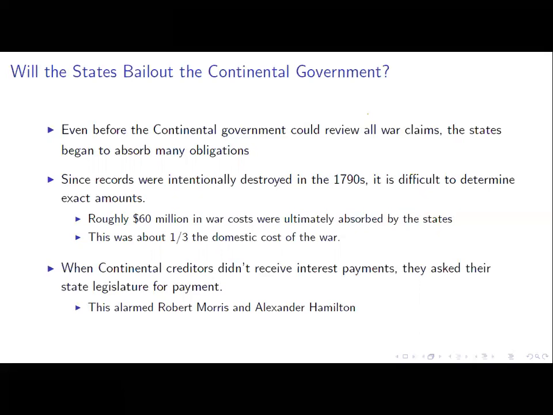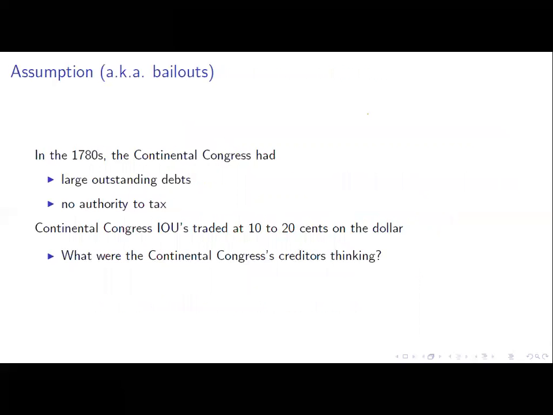And this was very alarming to people such as Robert Morris and Alexander Hamilton, who were worried that this was going to lead to a very weak central government and strong state governments. So let's think about it. In the 1780s, the Continental Congress had large outstanding debts and no authority to tax. The Continental Congress is paying 10 to 20 cents on the dollar, and you're just thinking about yourself as a continental creditor. What are you going to do? Basically, there's little hope of ever getting paid by the Continental Congress.